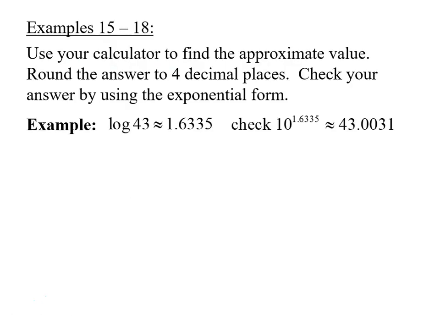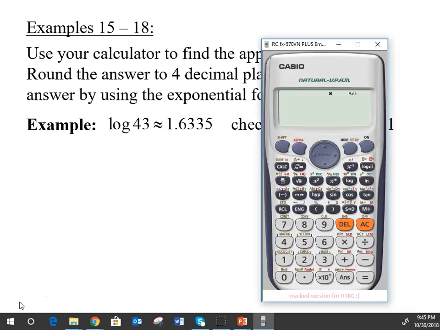So now in these it says to use your calculator to find the approximate value. And then round the answer to 4 decimal places. So give me just a second. I'm going to open up a calculator here. Okay, so on the graphing calculators, you can do logarithms. There's a log button right here. And all we have to do is type in log and then the number.